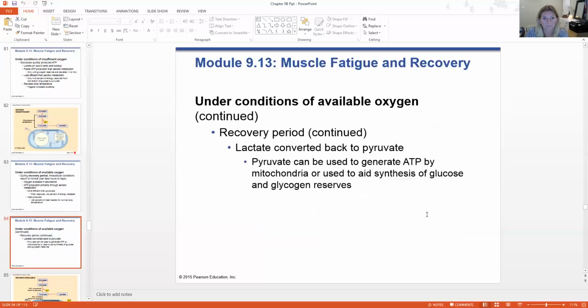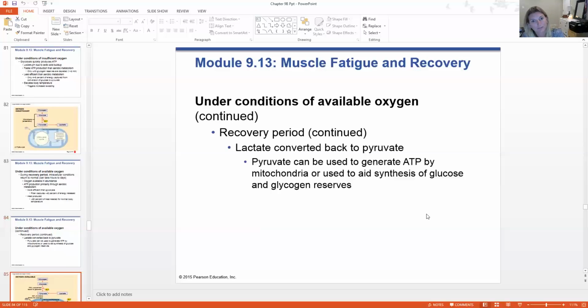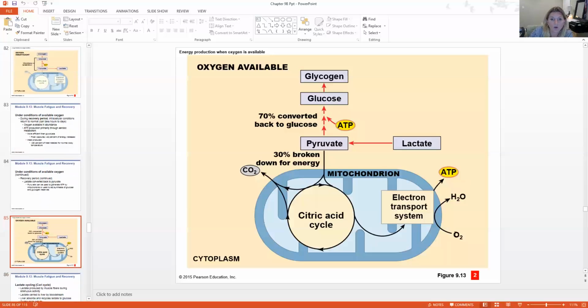And that recovery period is also when that lactate is converted back into pyruvate, and that pyruvate can go back into the muscle cells and then be used for aerobic metabolism, or be converted back into glucose, to be converted into glycogen, to be stored for later. So here you go, the whole process.